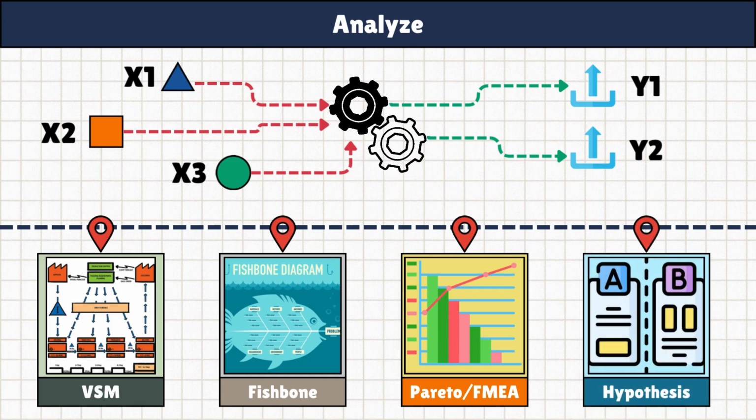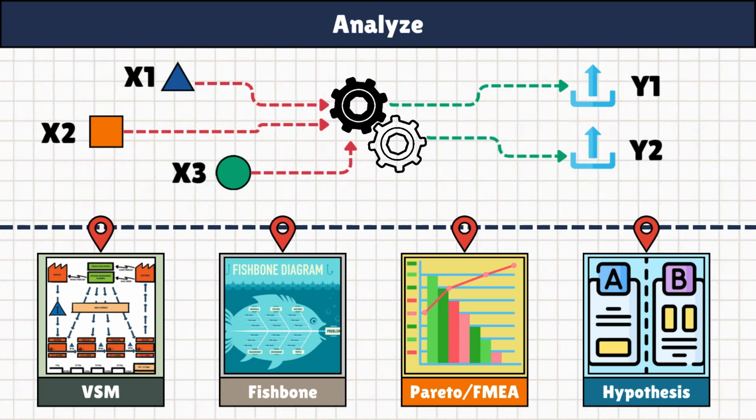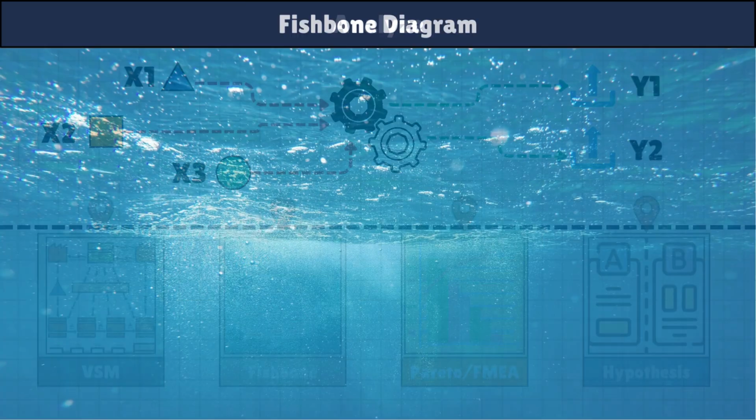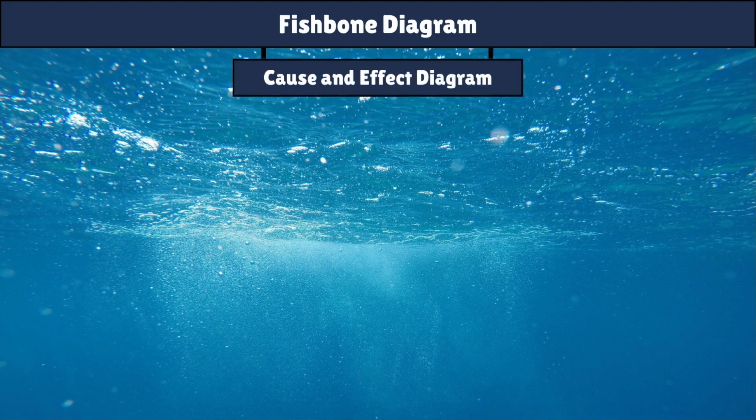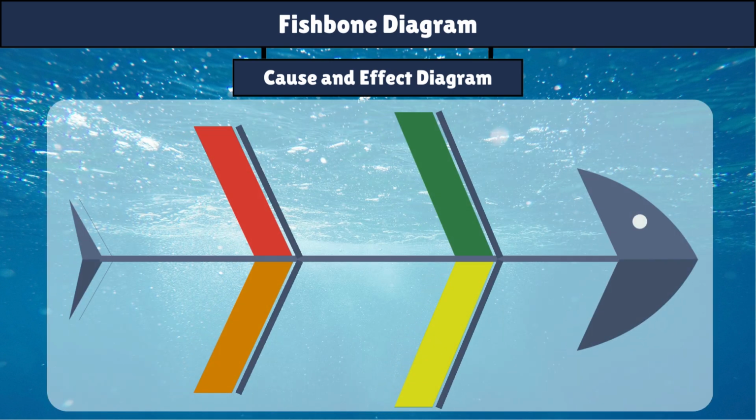However, since our process is relatively simple, we'll skip the flowchart and move directly to finding root causes using the Fishbone diagram. The Fishbone diagram, also called the cause and effect diagram, helps us in identifying possible causes behind a problem by categorizing them into logical groups. As the name suggests, it resembles a fishbone with head representing effect and bones representing causes.